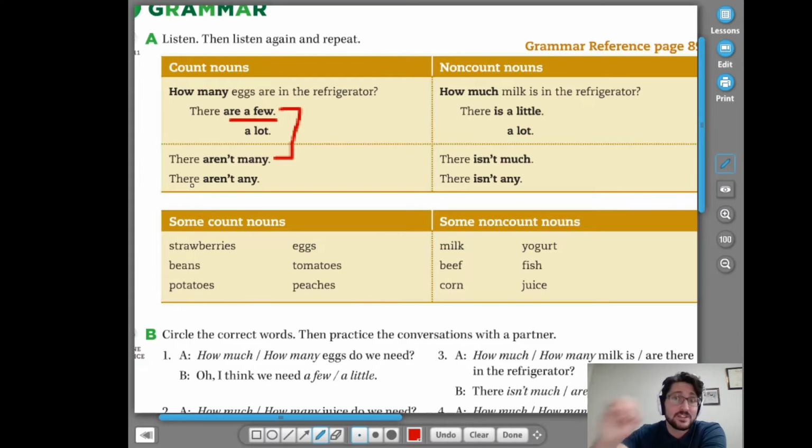And maybe there is 0, right? If there are 0 eggs, I can say there aren't any. Aren't any means 0. 하나도 없어요. There aren't any eggs in the refrigerator.